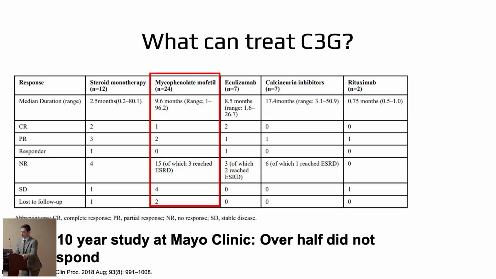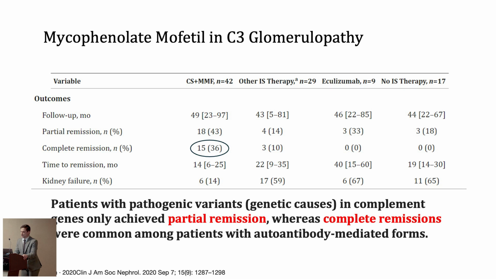And again, MMF is probably the one we use the most. There's a little bit more hope when you combine corticosteroids and MMF. So this is data from Spain. Again, this is 42 patients. They got corticosteroids and MMF. Roughly 36% of them had complete remission. But it was, again, very small numbers, and some of them had partials.